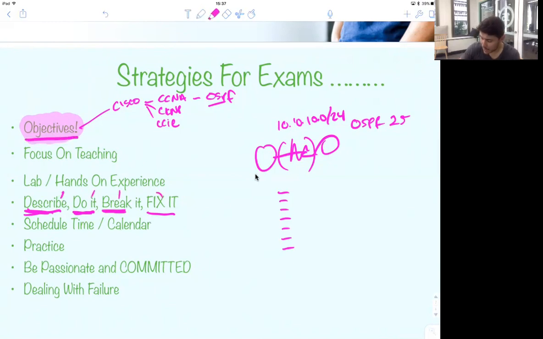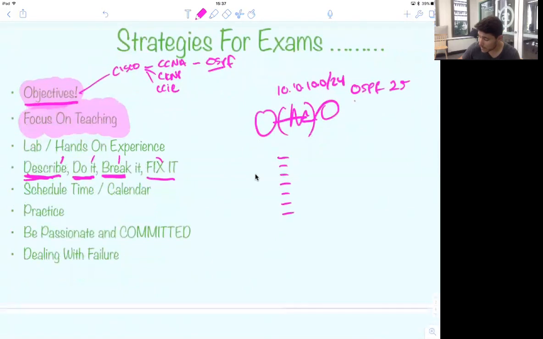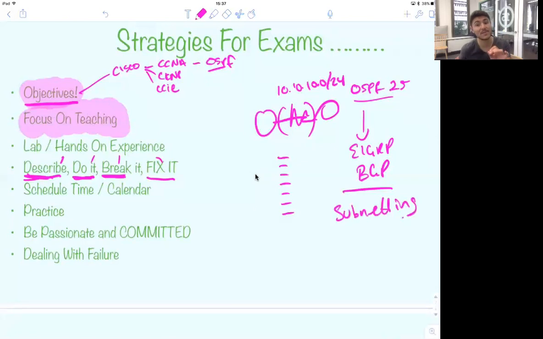Which next point comes on to is this: focus on teaching. If you're at university or you're at TAFE or whatever you're studying, even if you're at a job, get everyone into a room, get 10 people into a boardroom and just talk about OSPF, talk about EIGRP, talk about BGP, talk about your subnetting, talk about things and explain things. I think that's the most fundamental component, is explaining something and actually understanding how it works, okay?